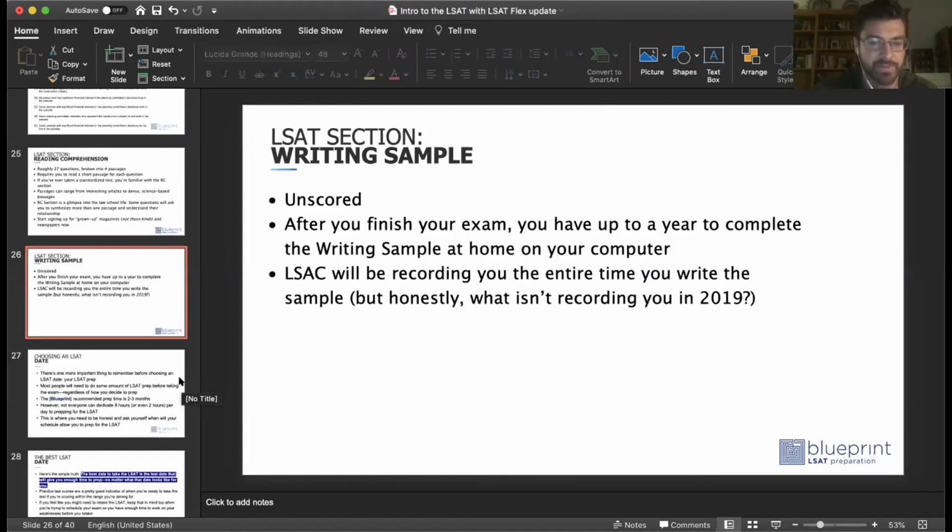Anything to add there from admissions? Perfect. Nope, that covers it.